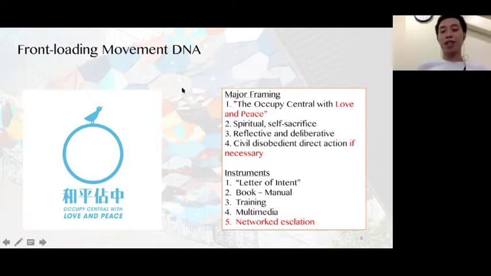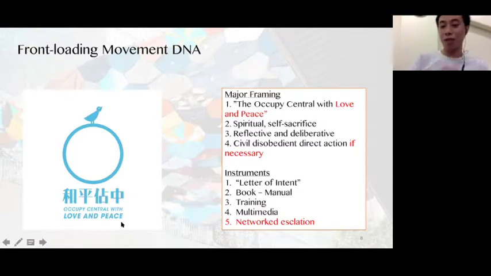when the leaders were trying to design the Occupying Central movement, they had a clear strategic plan. And although they advocated for civil disobedient action, and for occupations, the main idea in the Occupying Central movement wasn't occupy, but love and peace.